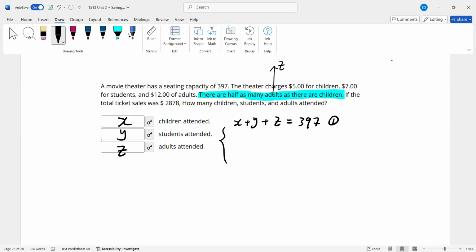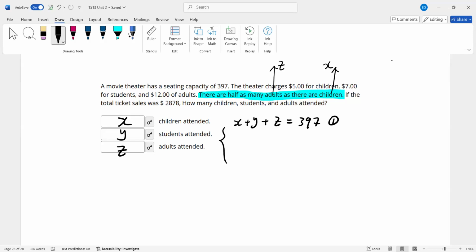Children is x. There are half as many adults as there are children. Is this sentence saying the number of children is twice the number of adults, or the number of adults is twice the number of children? It's saying that there are twice as many children as adults. So if you find the amount of children, you have to divide it by 2 to find the amount of the adults.